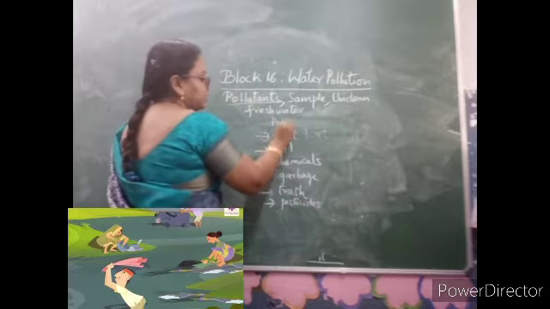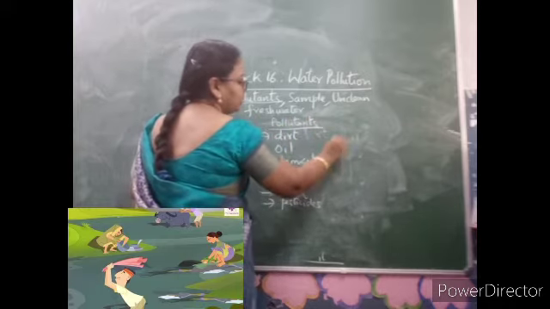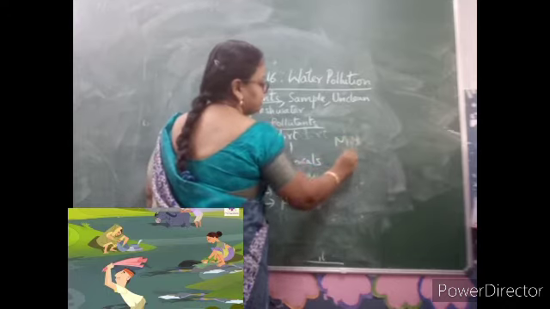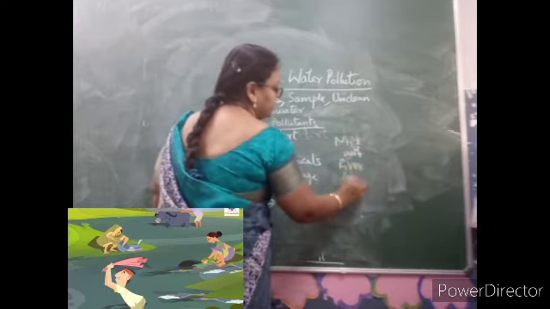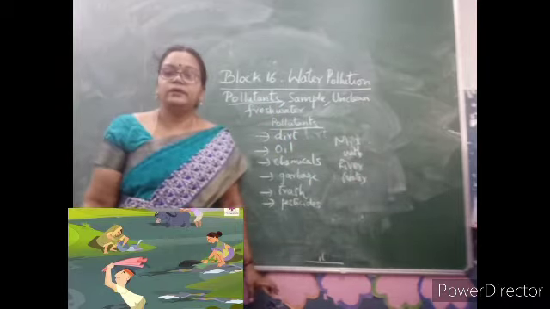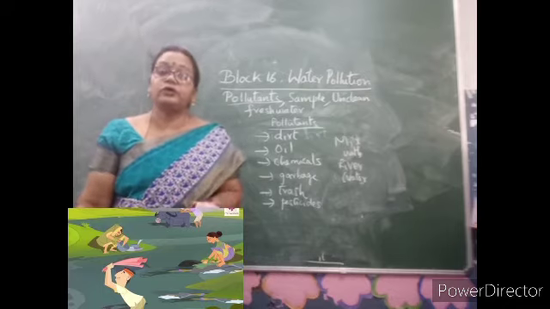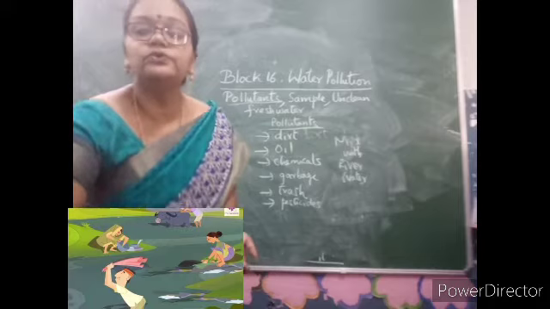These all are the pollutants. They will mix with the river water and make the river polluted. They cause water pollution and make the water dirty and unfit for using. So in such a case, it is very difficult to use that water.